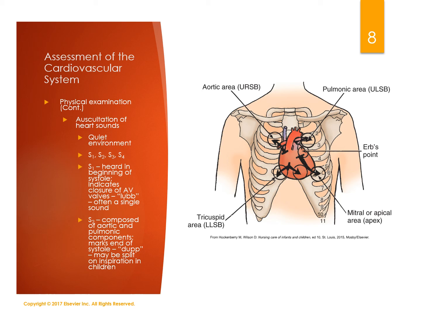S1 is at the beginning of systole. That's that closure of the AV valve, and that's often a single sound. S2 is going to be your aortic and pulmonic components, and that's going to mark the end of systole. In children, though, if they take a breath in, sometimes that S2 will split, and that can be a normal variation.